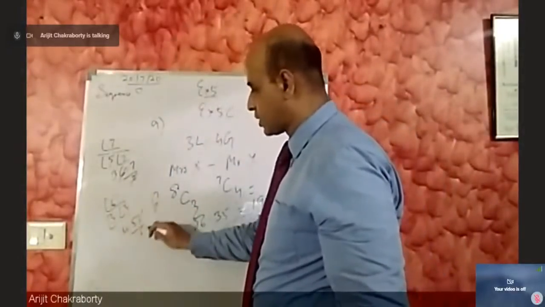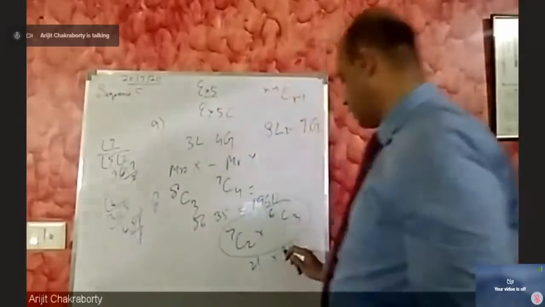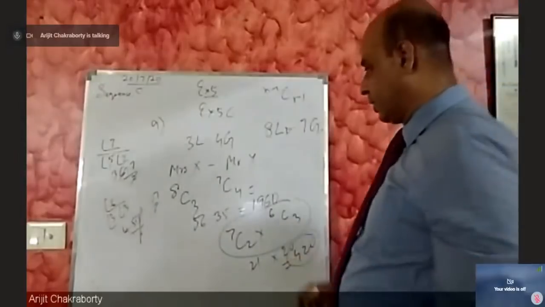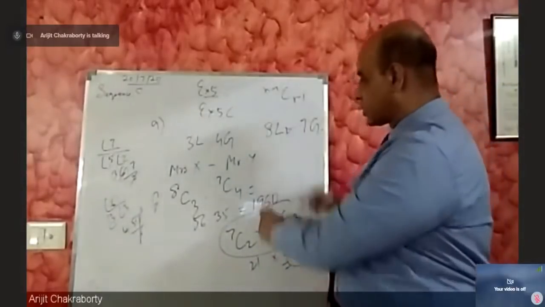So it is 4, 5, 6 by 6. 6, 6 cancels out. 4, 5 is 20. 21 into 20 is 420. So we have 1960 total cases.